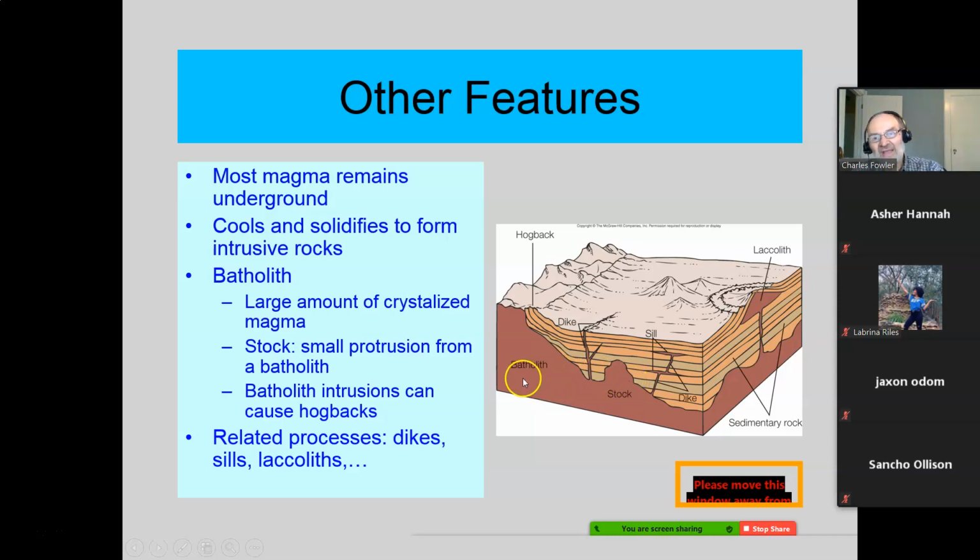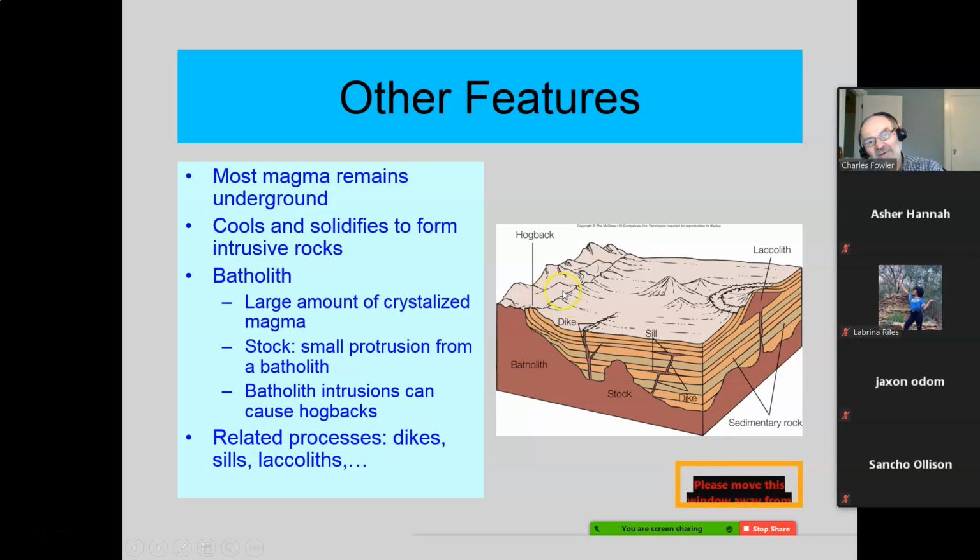Batholith intrusions can cause hogbacks. Okay, what names these are. The hogbacks are where you see, originally the sedimentary rock was here, settled out over time, over much time, but the magma forced its way up and folded the sedimentary rock upward here.